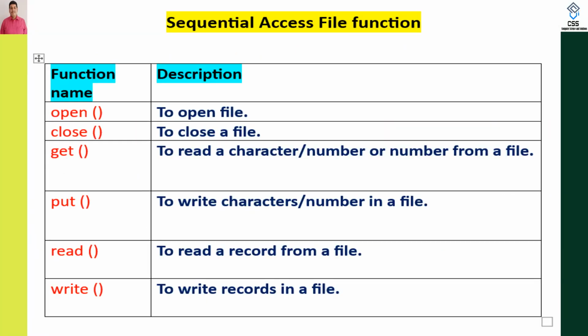Then what are the different sequential access file functions? The open function is used to open the file, which we have discussed in previous chapters. The close function is used to close the file. The get function is used to read a character from a file. The put function is used to write a character to a file. The read function is used to read a record from a file. The write function is used to write a record to a file. All those functions are known as sequential access file functions that we have discussed previously.